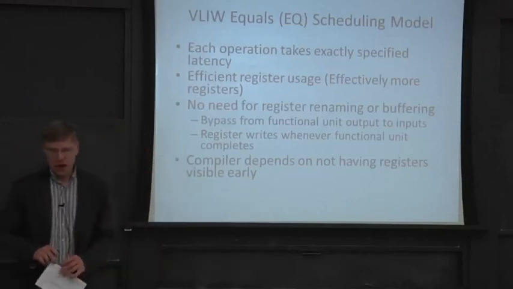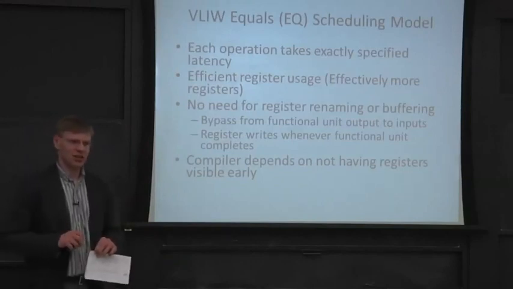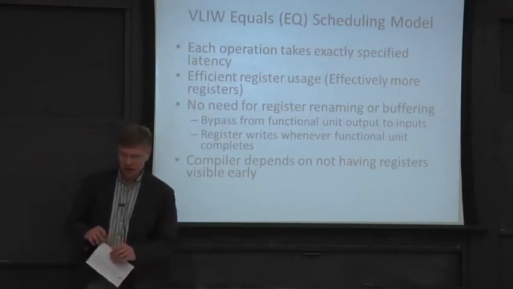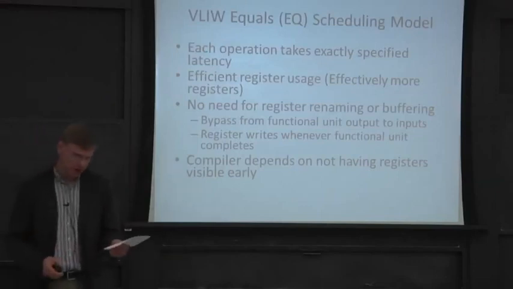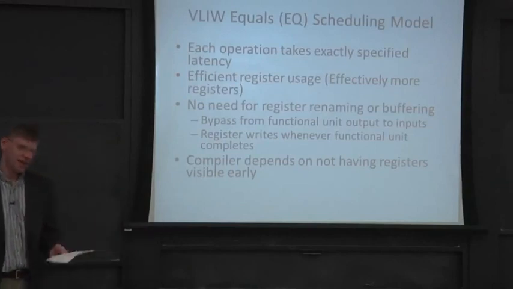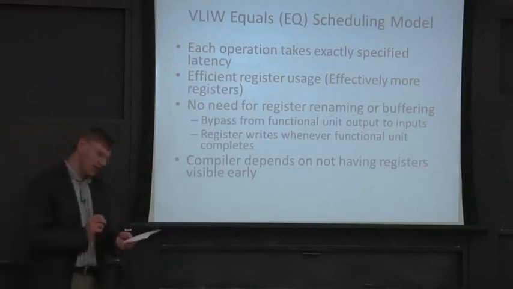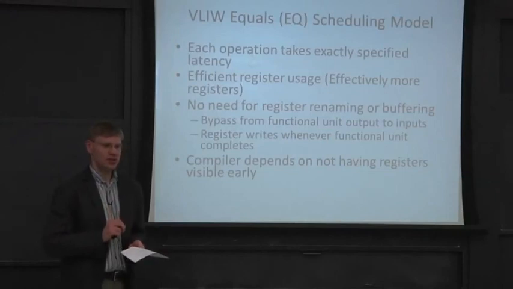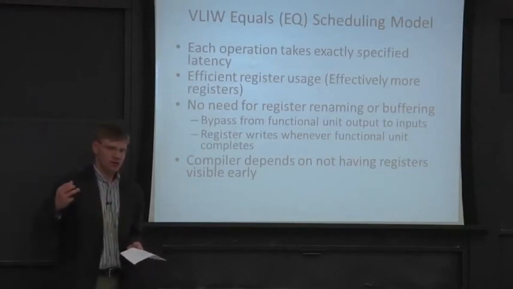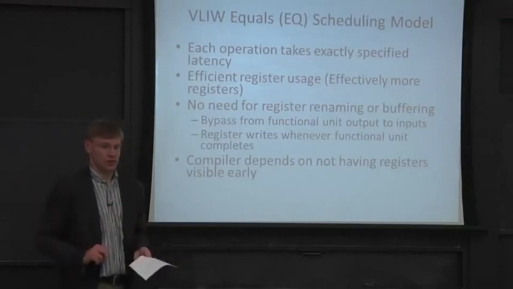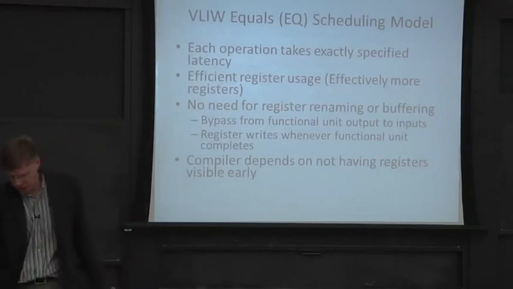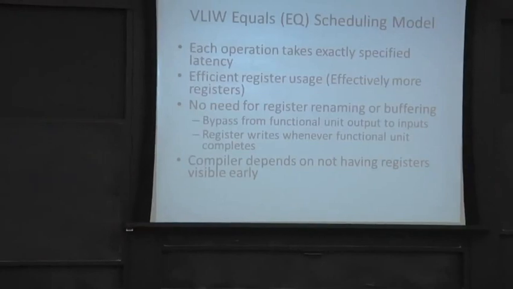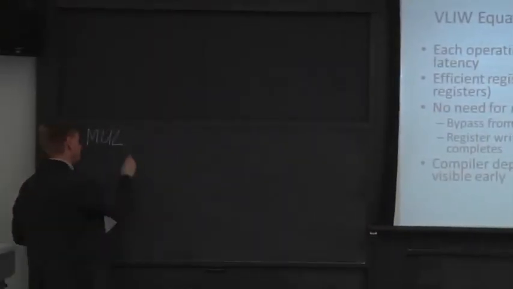So the first VLIW model, and this is a sort of classical naming scheme, I did not come up with this. It's called the equals scheduling model. So in the equals scheduling model, you have an instruction, and the latency of the instruction is specified. The compiler knows it. And if you have an instruction which tries to read a value that gets written before the first instruction actually does the write, it'll get the old value. So let's go through an example over here. So we're going to have our multiply again.